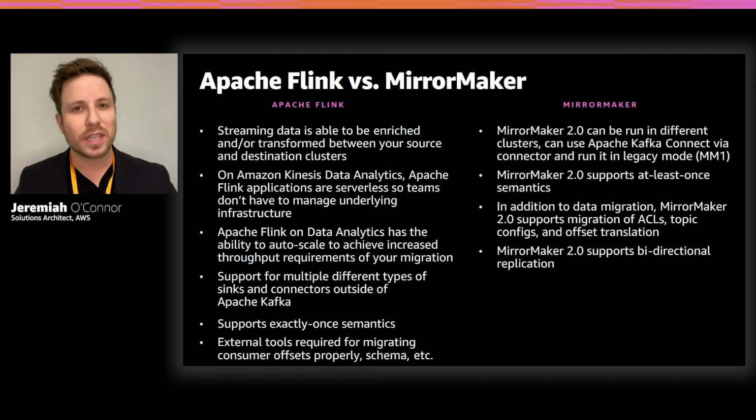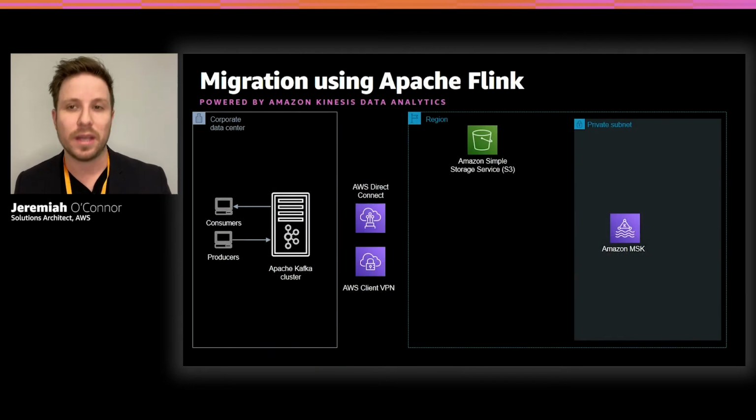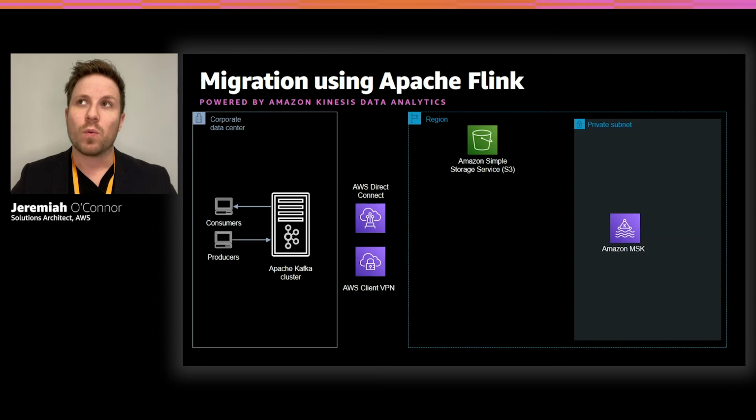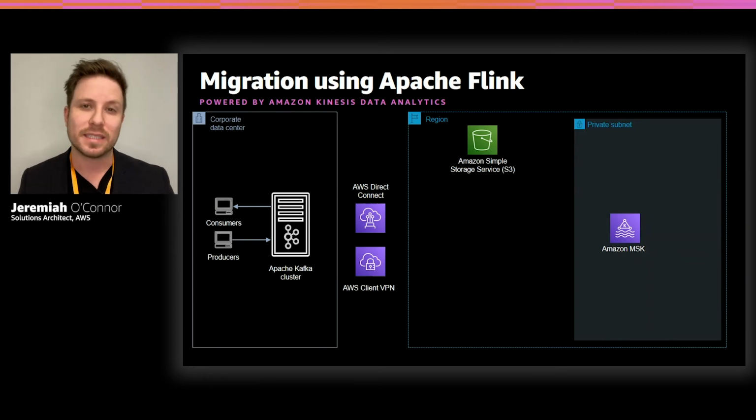So let's walk through a use case, a reference architecture, to talk about how we can leverage Apache Flink to migrate data. For this particular use case, we have an on-premise Kafka cluster that houses all of our data. Now, we want to transform that data before it goes to our Amazon MSK cluster. So we want to manipulate that data in some way. We either want to enrich it, maybe filter out some fields, maybe do some transformations on it. So we're going to leverage Apache Flink running on top of Kinesis Data Analytics.